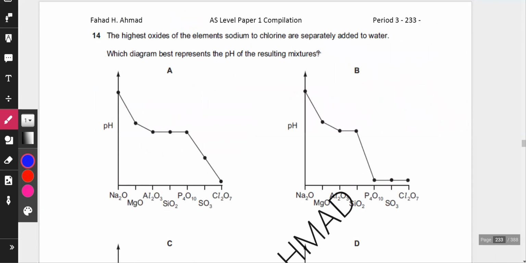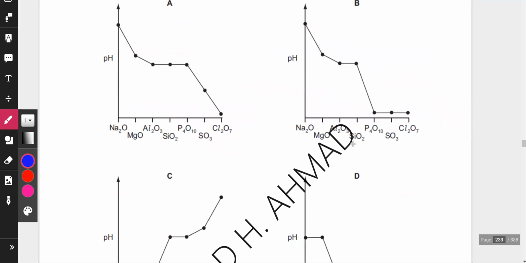Which diagram best represents the pH of the resulting mixture? So all the oxides and the pHs. Remember, aluminum oxide and SiO2 are going to be neutral. Although aluminum oxide is amphoteric, since both of them are not soluble, this is pH 7. Silicon oxide is weakly acidic, but only in concentrated NaOH. It doesn't do anything with water. Same with aluminum oxide, that's amphoteric, but it reacts with very strong concentrated NaOH, not with water.